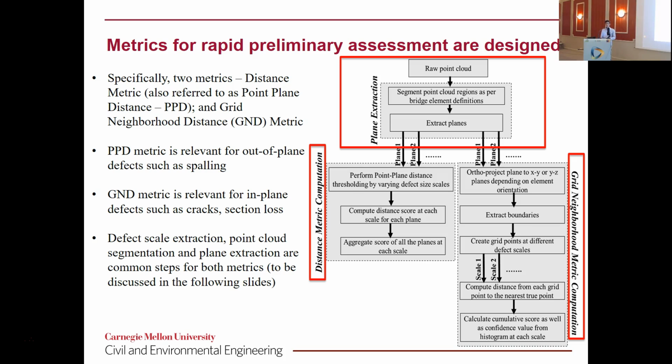Now both of these metrics have their own very unique set of methodologies, but they both contain several common steps such as defect scale extraction, point cloud segmentation, and plane extraction. That has to be done before any of the other processes. And I'm going to go more into these common steps right now.